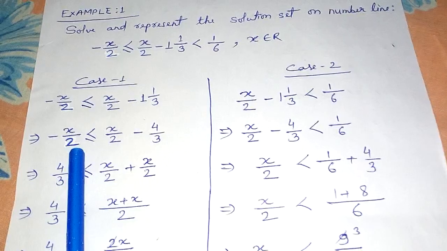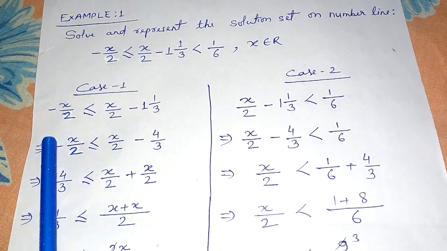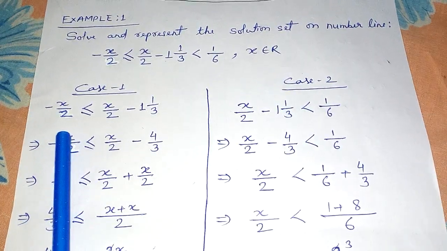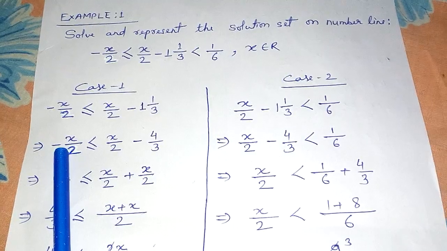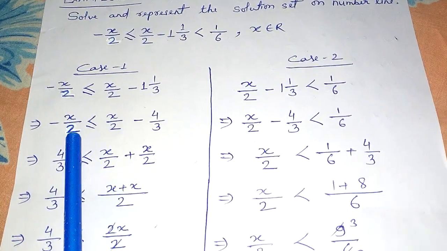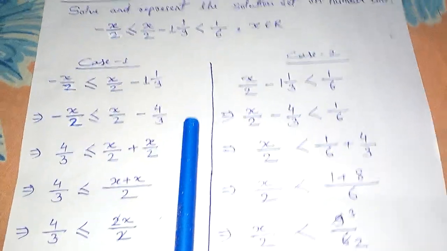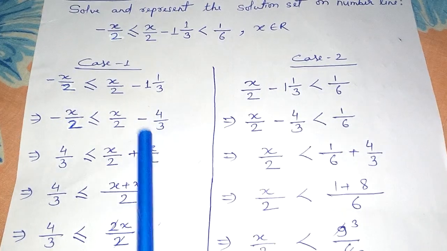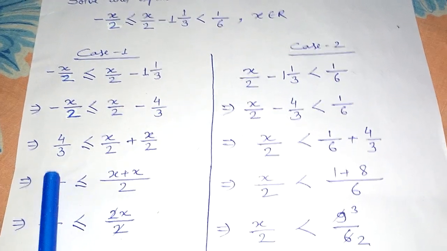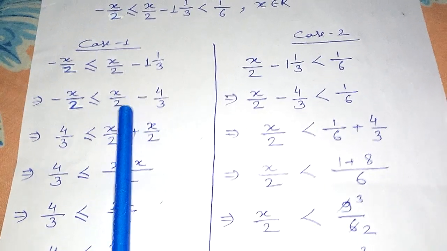If I shift this x by 2 to the left hand side, I will have a minus, that is a negative x. So I need positive x. In that case I am shifting this x by 2 to the right hand side, and then automatically the number part will come to the left hand side. So minus 4 by 3 became plus 4 by 3, and minus x by 2 became x by 2, and this x by 2 is here.